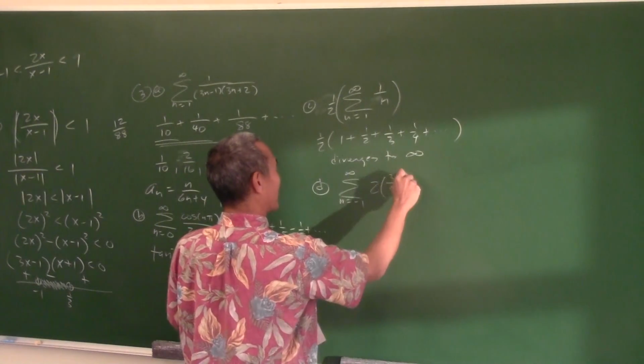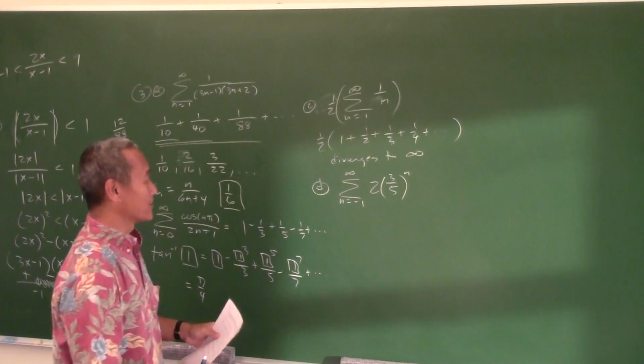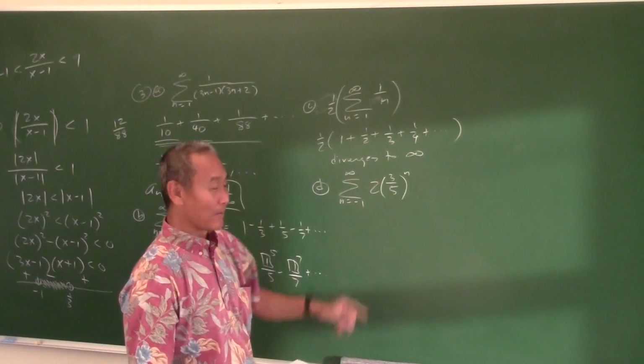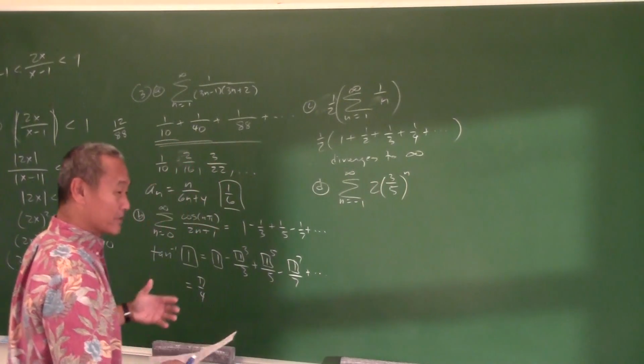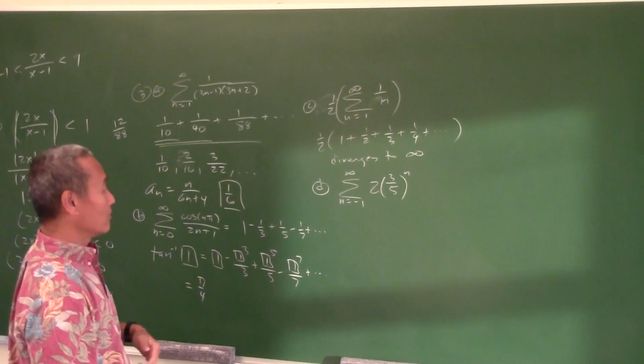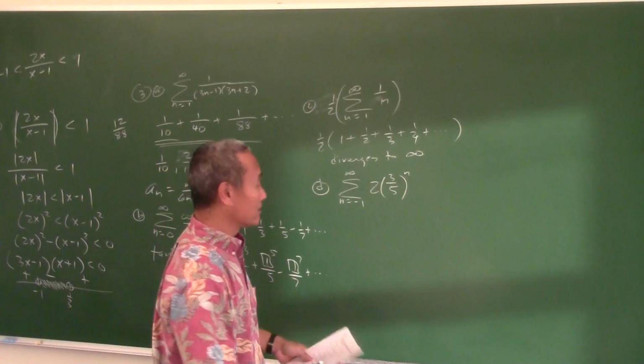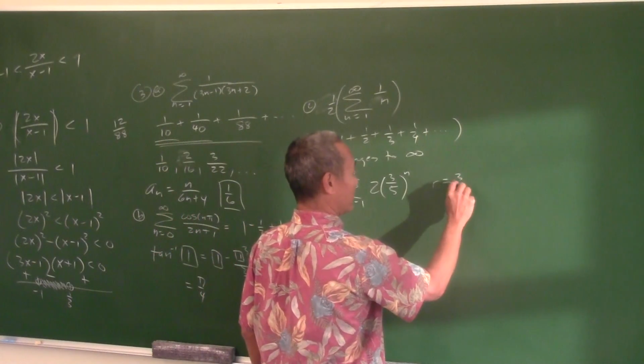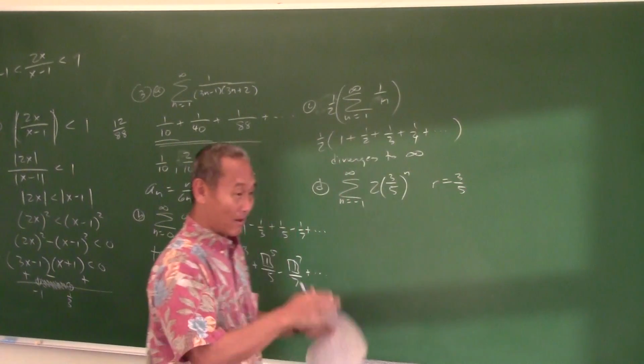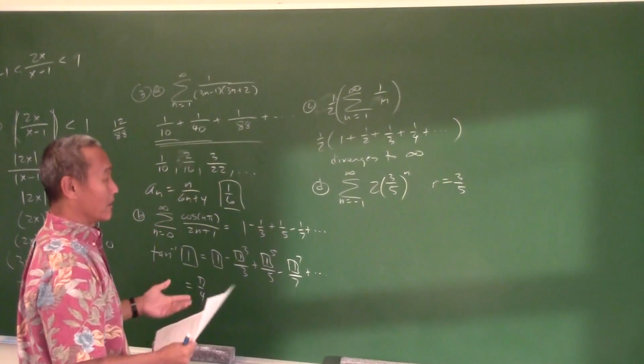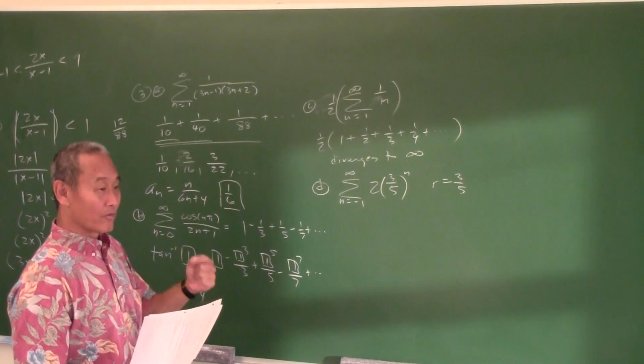Now, how can you tell just by looking at this is geometric? Duh, you have a number to the nth power. This is a geometric series, and the common ratio is 3/5, right? Which means it's going to converge, right? The absolute value of r is less than 1. So all you got to do is use the formula, first term over 1 minus r.